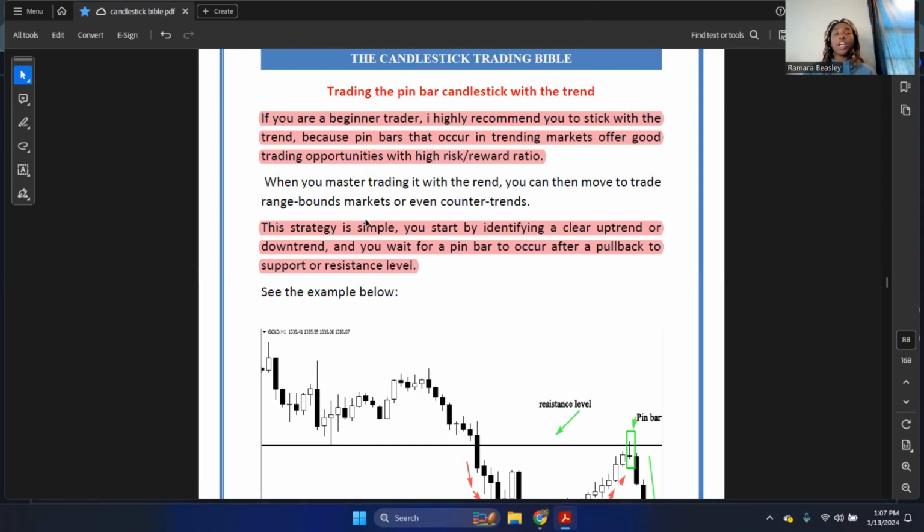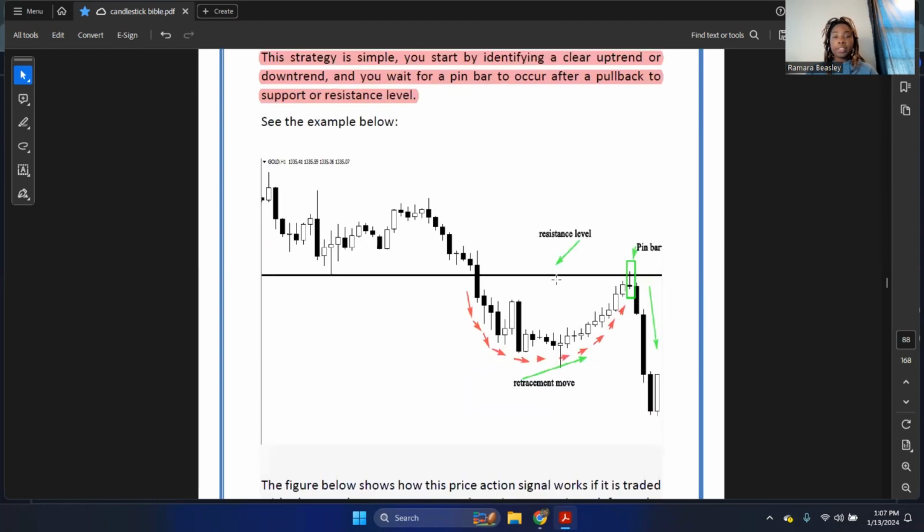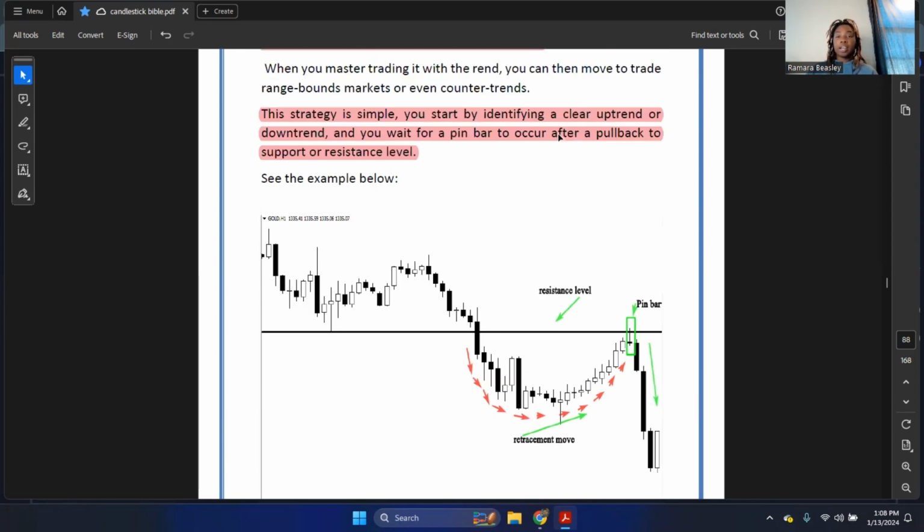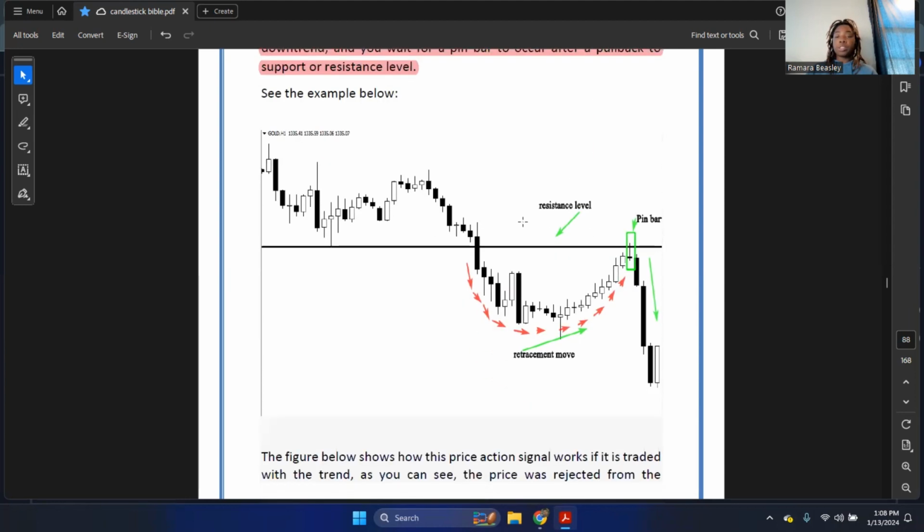All right, this strategy is simple. You start by identifying a clear uptrend or downtrend. Okay. You wait for a pin bar to occur after a pullback to a support or resistance level. All right, see the example below. Looks like it's been in a downtrend. It broke, retracement. So it says pin bars occur after a pullback to a support or resistance level.